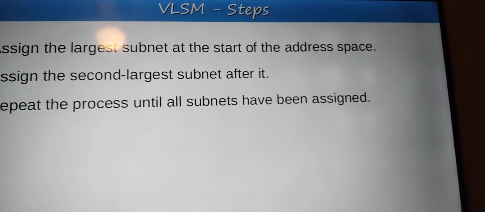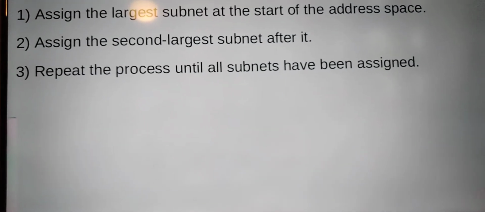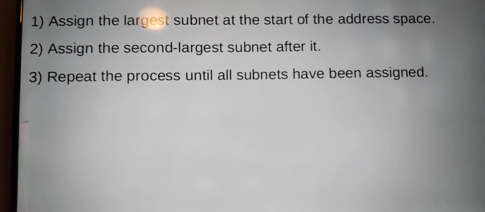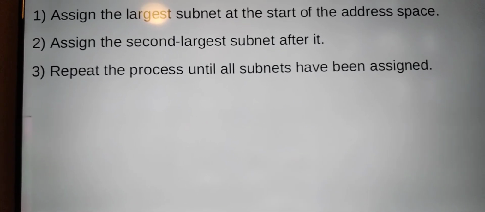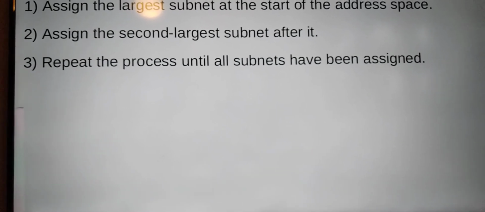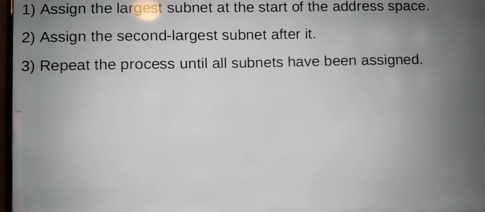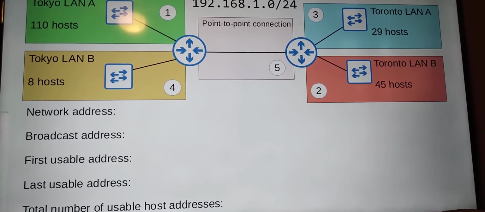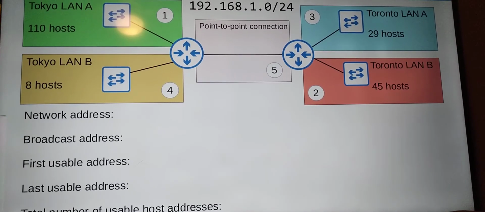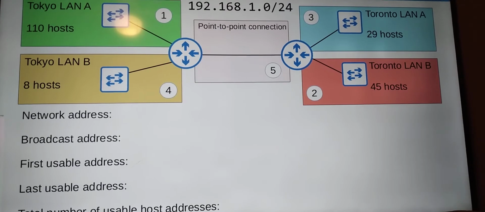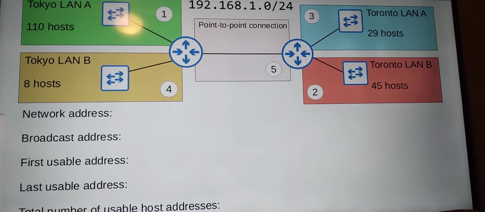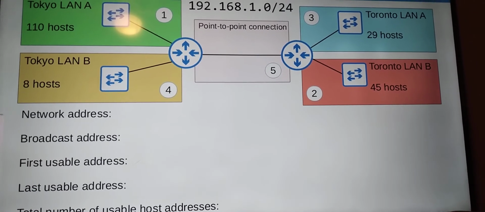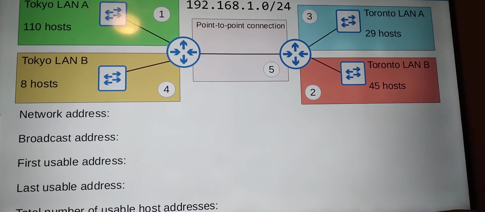The VLSM steps. Number 1, assign the largest subnet at the start of the address space. Number 2, assign the second largest subnet after it. Number 3, repeat the process until all subnets have been assigned. Once you look at the network, here is 110 hosts for Tokyo LAN-A. Tokyo LAN-B is 8 hosts. Toronto, Canada LAN-A is 29 hosts. Toronto, Canada LAN-B is 45 hosts. We will assign subnets in that order.